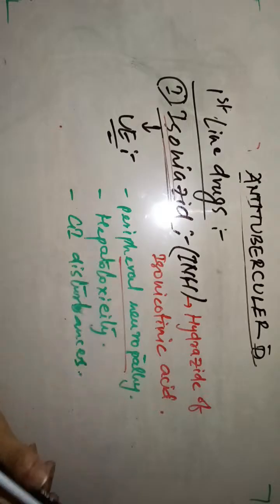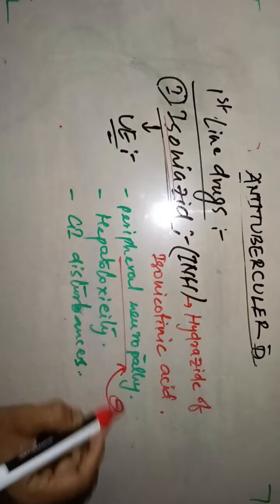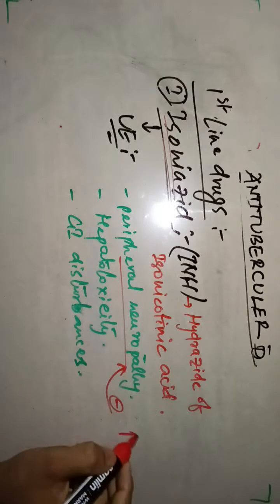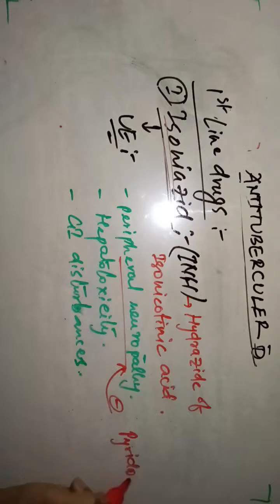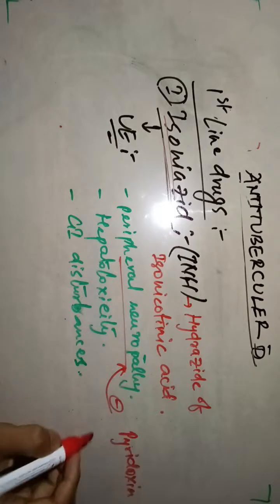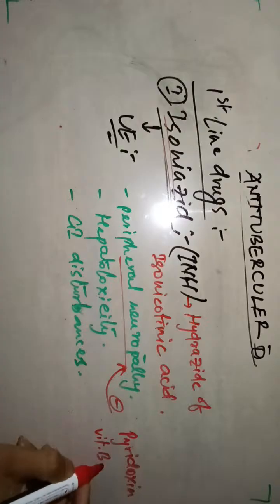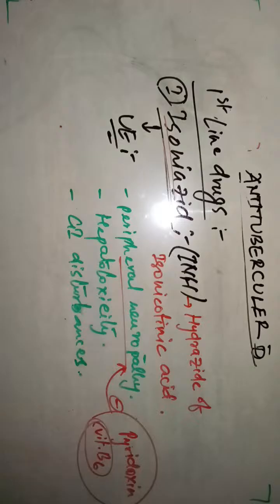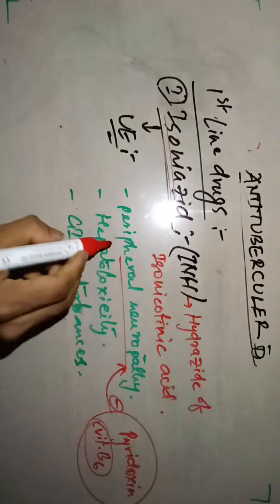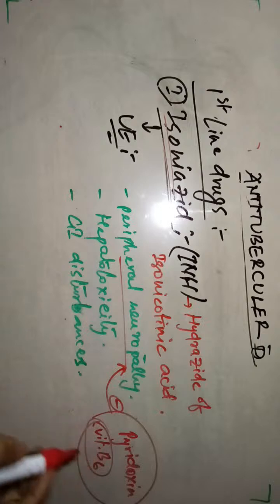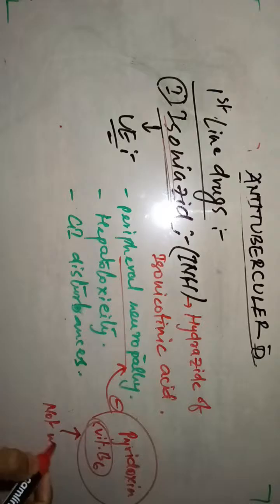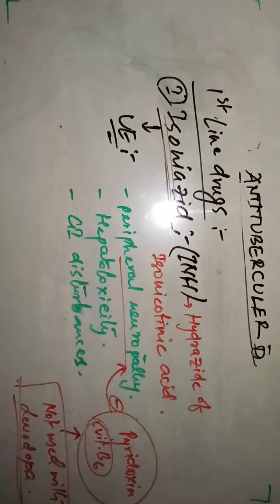This peripheral neuropathy can be prevented or treated by using pyridoxine, which is vitamin B6. But this pyridoxine is not used with levodopa. You have to remember that.